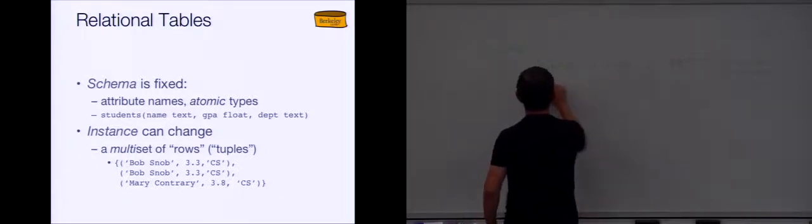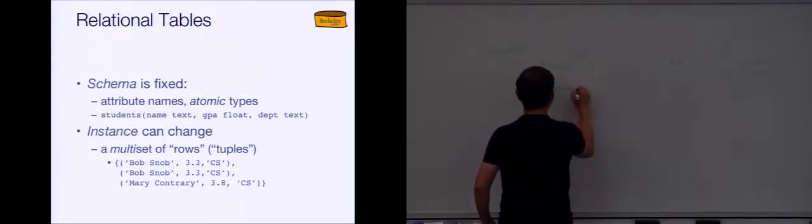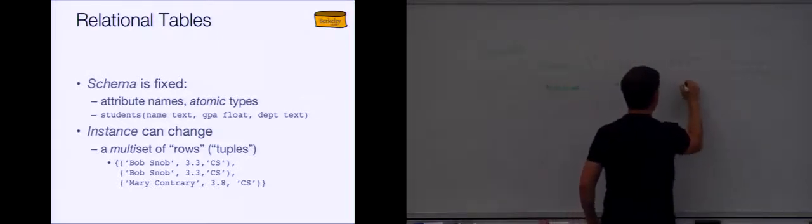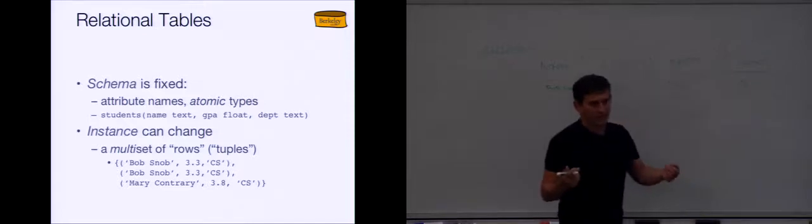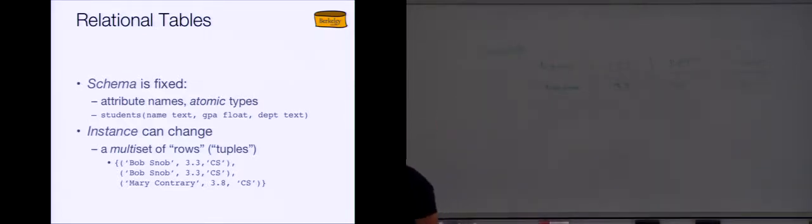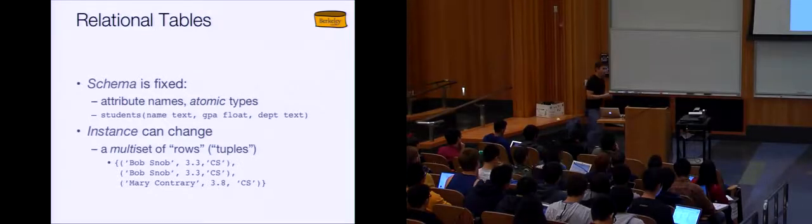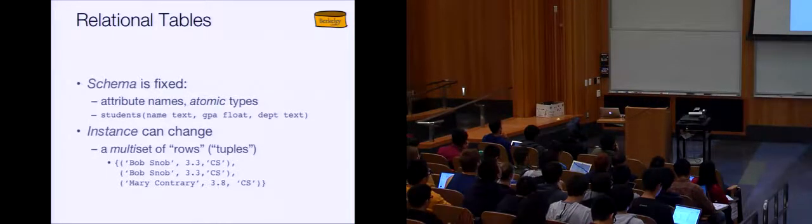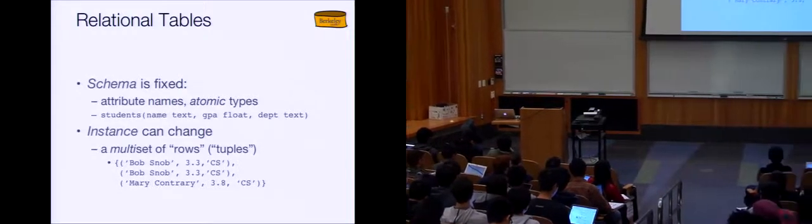We'd have Bob Snob. He'd have a GPA of 3.3. He'd be in the CS department, but he'd be there twice. Right? Why not? I don't know. This is just the way it is. So what can I tell you? It's multi-set semantics. It's convenient for applications that are doing insertion logic. They don't have to think about counting. They just can pour stuff into the database.